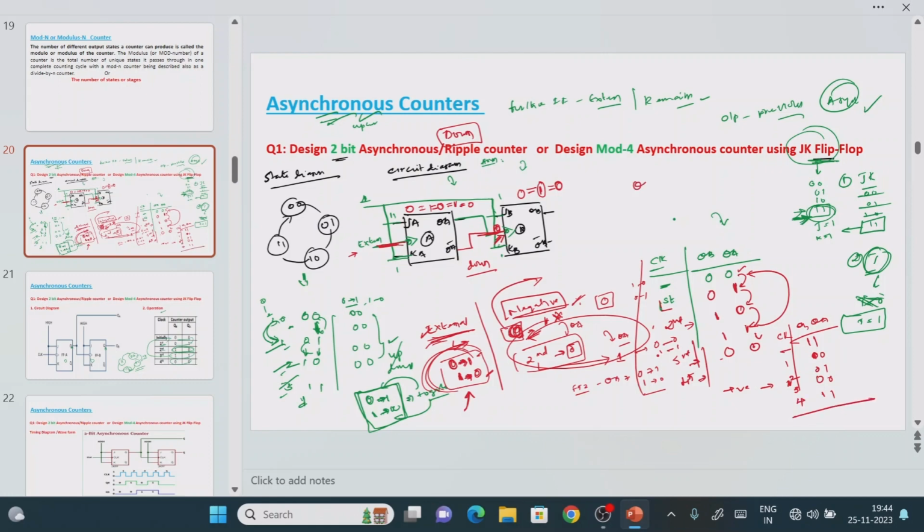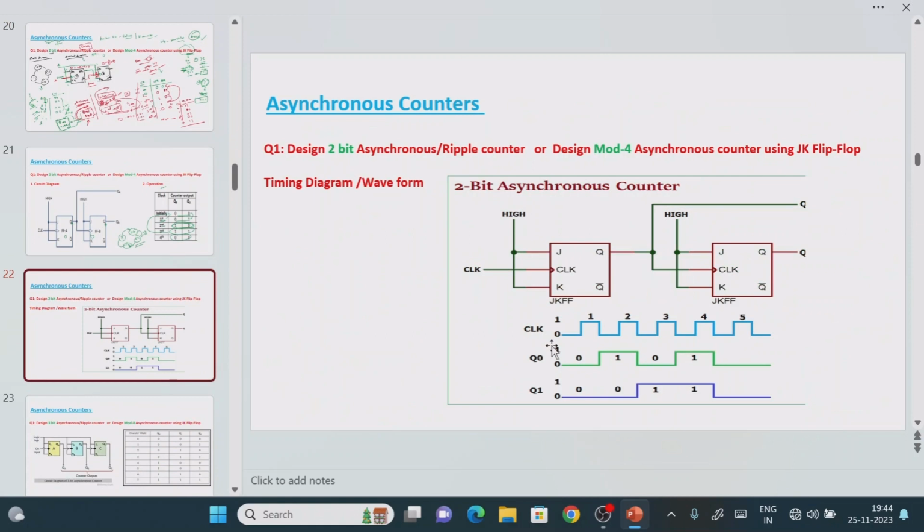Remember, if QA is connected to the clock pulse of the second flip flop, this is up counting. If QA bar is connected to the negative edge of the clock pulse, it is called down counting. The operation is everything the same; it only depends on how we connect the clock pulse. Once this is completed, the final representation is that we need to draw the timing representation.